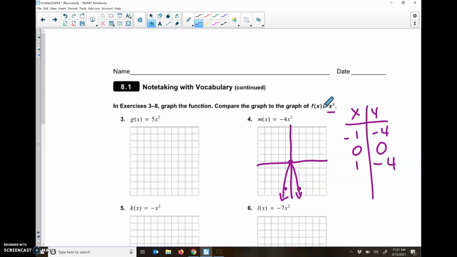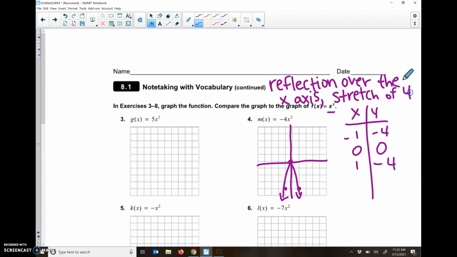So that means we're going to talk about is the reflection, if it has a reflection, and then the stretch or the shrink. This one is facing downwards, so there is a reflection over the x-axis. And then this one also does have a stretch, because it's a number bigger than 1, of 4. Okay.